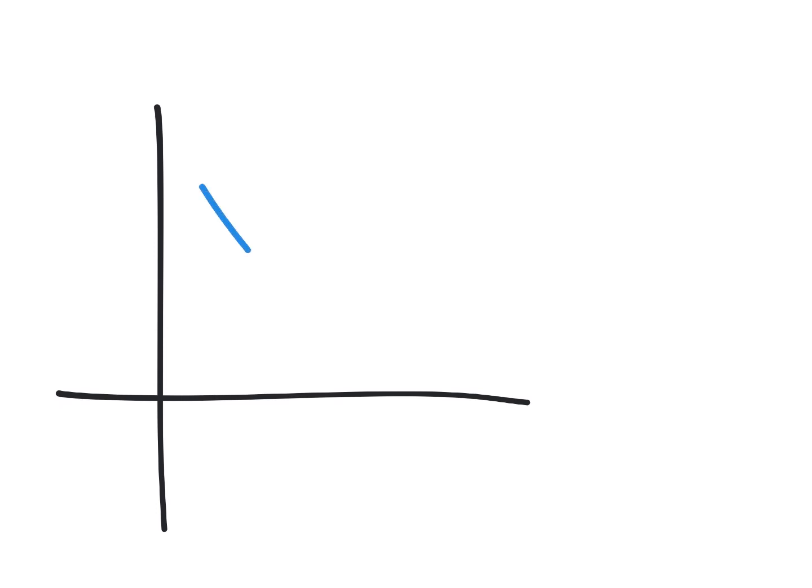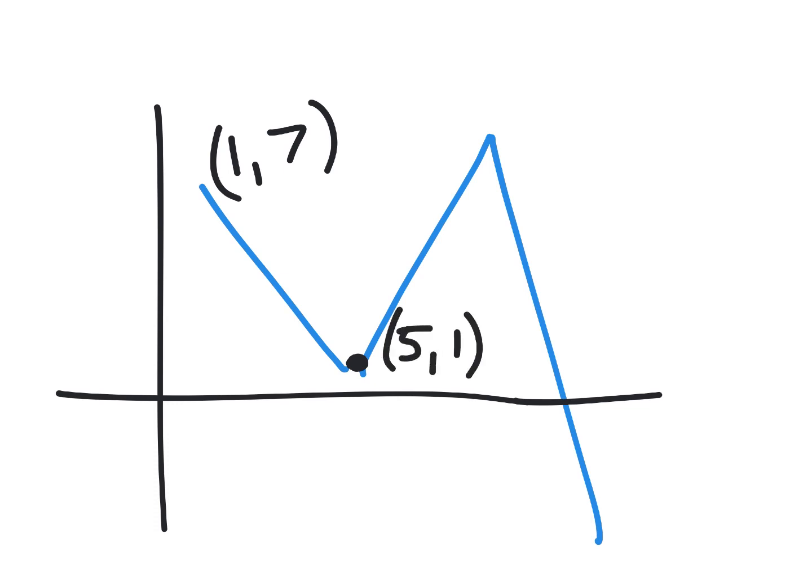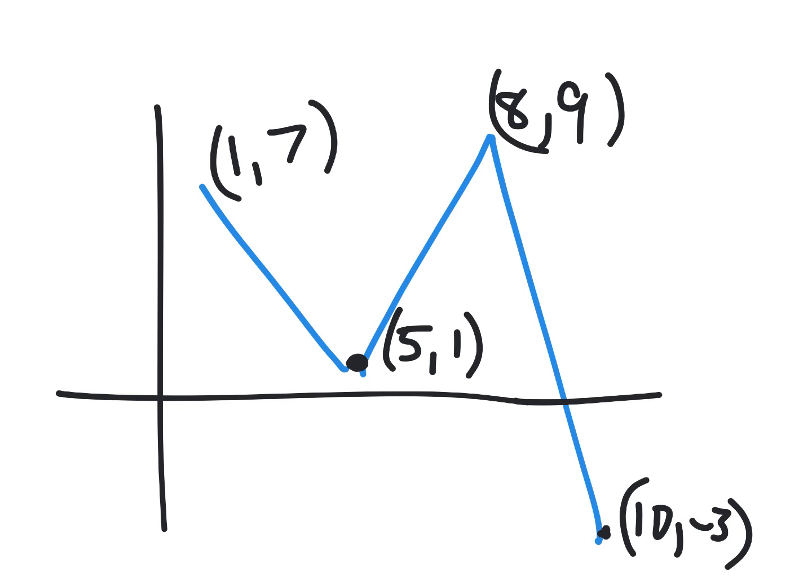All right, so I'm going to give you one last one like that, and I'm going to make this have 4 important points, okay? This one's going to be 1 comma 7. This one's going to be 5 comma 1. This one's going to be 8 comma 9. And this last one's going to be 10 comma negative 3. There's some points on a graph.